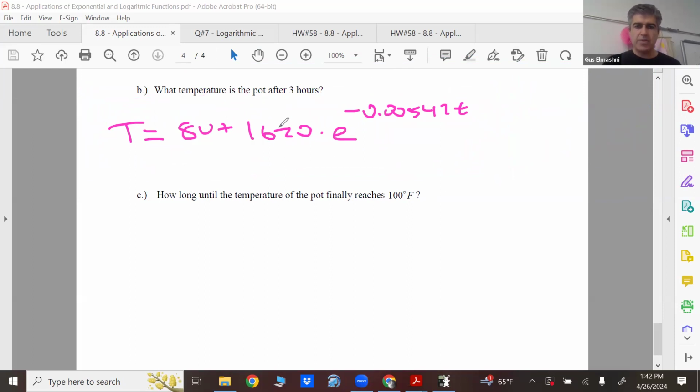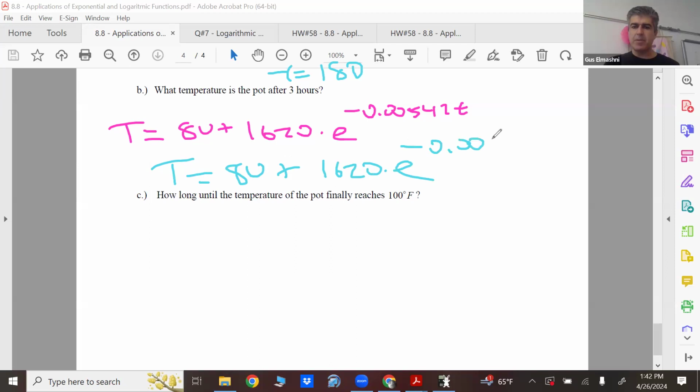Okay, so after 3 hours, what are you going to plug in for t? 180, right? Yeah, because remember it's in terms of minutes. And don't add that 80 to the 1620, guys. That's disregarding the order of operations. Please don't do that. You guys are well past making those mistakes. That would make me very angry. So, not very angry, but just not happy. So please don't do that.